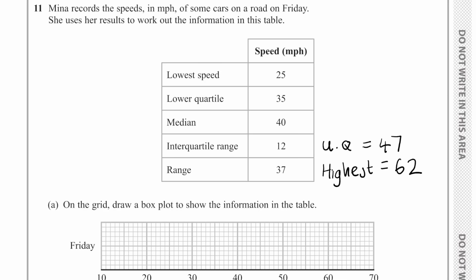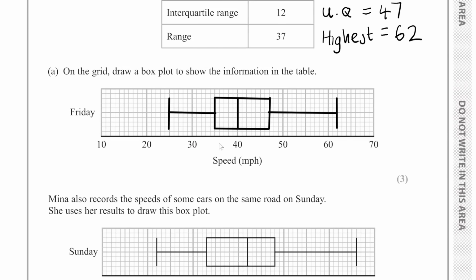The lowest speed we draw on with a line, and the highest speed we draw on with a line. The lower quartile, the median, and the upper quartile, they all get a line. We connect the quartiles up with a box, then we draw these whiskery things out to the highest and the lowest. So there's our box plot.